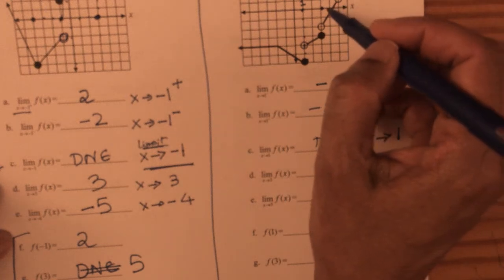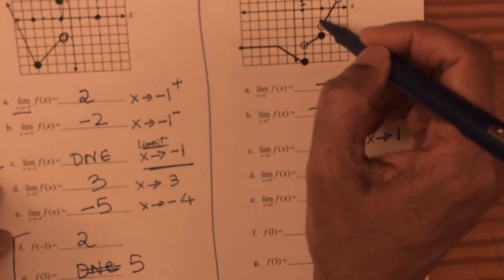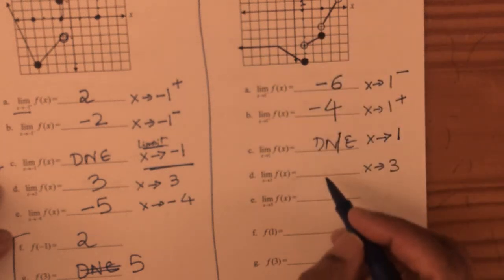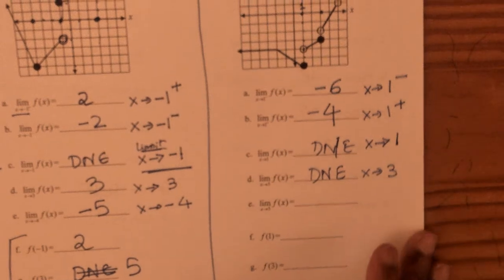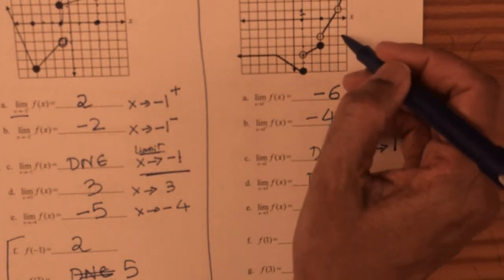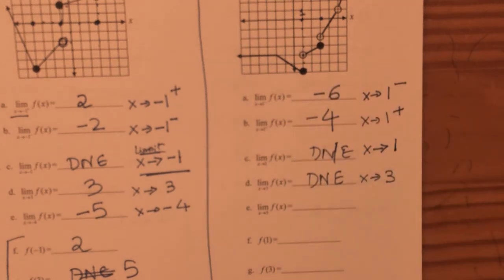When you're approaching from this side, it is negative 2. When you're approaching it from this side, what do you see? It is negative 3. So it does not exist, because it is different from both sides. From the positive side, it's this. From the negative side, it's this. They're both different. They're not the same value, so it does not exist.